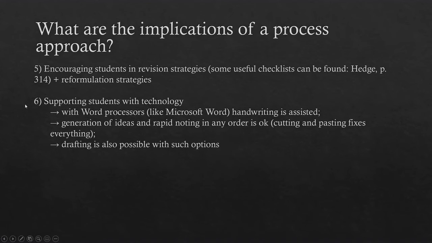And in number 6, we've got supporting students with technology. Ever since the existence of computers, we know that there are important software that we normally use when writing. The most famous one is word processors like Microsoft Word, right, in which writing is assisted. Some good things about using Microsoft Word when writing is that whenever you feel like moving ideas from one place to another, you just copy and paste them and place them in their new location.